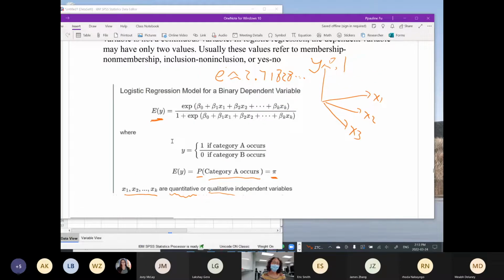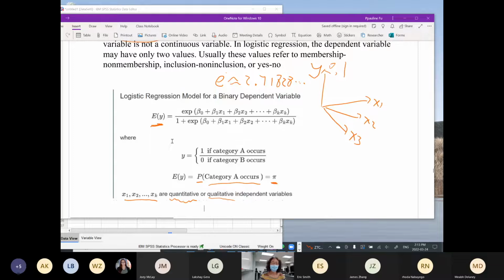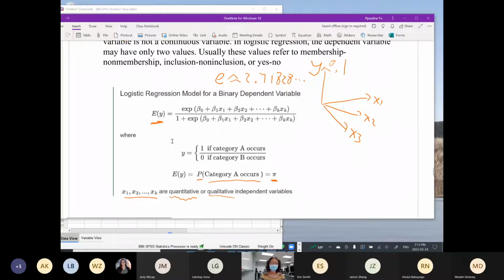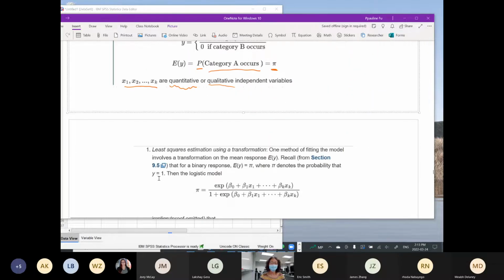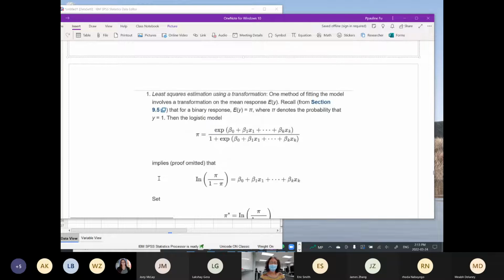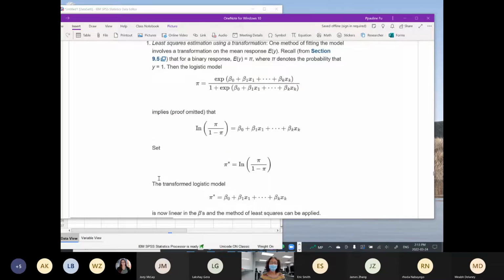Usually, we use logistic regression to predict membership. For example, based on some parameters, I may predict, are you an international student or not an international student? Are you living on campus or not living on campus, based on x1, x2, xk? So that is the idea of logistic regression.